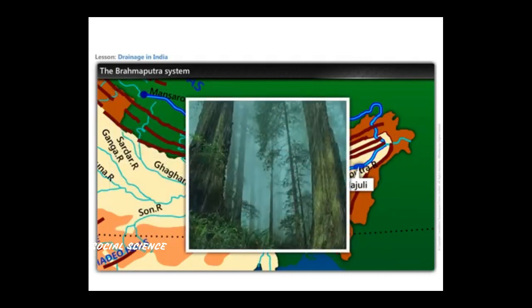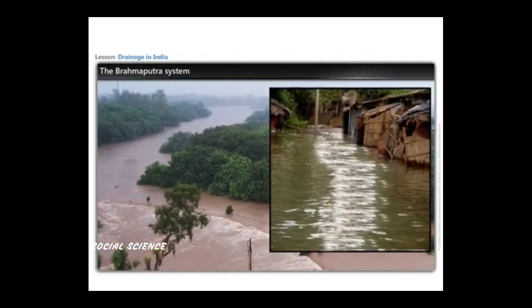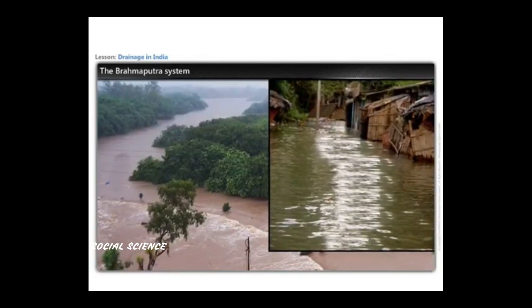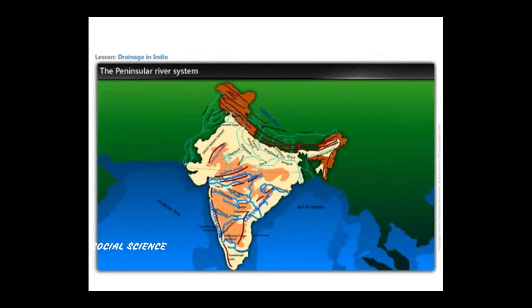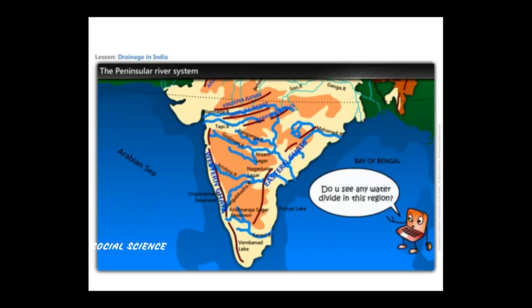Every year, during the rainy season, the river overflows its banks, causing widespread devastation due to floods in Assam and Bangladesh. The river also shifts its channel frequently. Now, let us look at the Peninsular River. Do you see any water divide in this region?